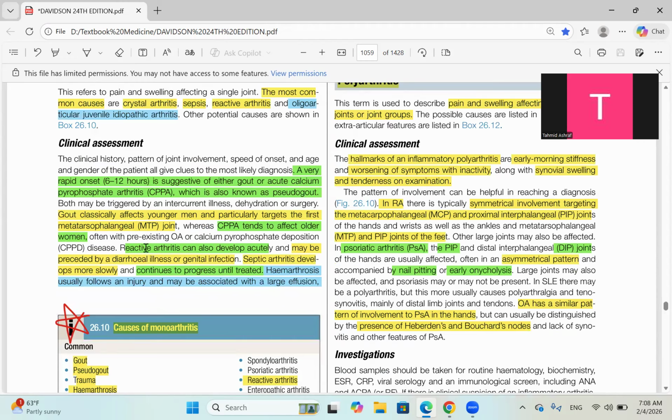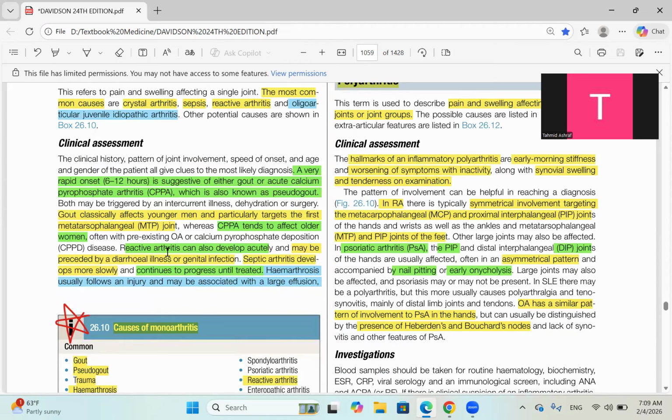Reactive arthritis can also develop acutely and may be preceded by a diarrheal illness or genital infection. This is very important for studying reactive arthritis. The word reactive, I am putting some emphasis on this word, reactive. Reactive means reaction. Reaction to what? Reaction to a primary event.